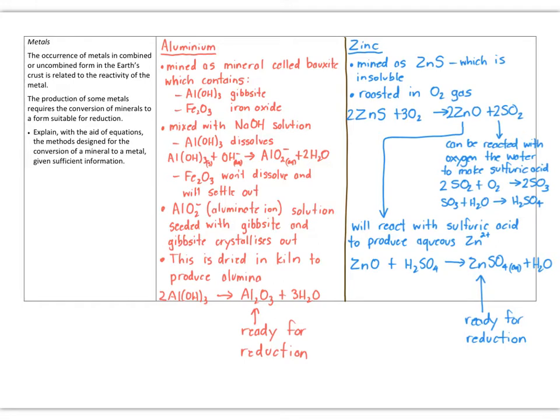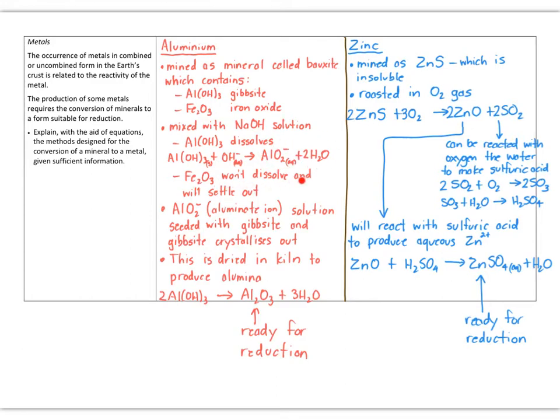Aluminium. I spent 5 years of my life looking at this chemical reaction. Aluminium is mined as a mineral called bauxite, which contains lots of things, but in general it contains a mixture of aluminium hydroxide in a mineral called gibbsite and iron oxide. Now, before we can get ready to reduce it, we need to get all the iron oxide out. So we mix it with sodium hydroxide. The aluminium hydroxide will dissolve. We can see this reaction here: aluminium hydroxide plus hydroxide forms this ion here, which we call the aluminate ion, plus water.